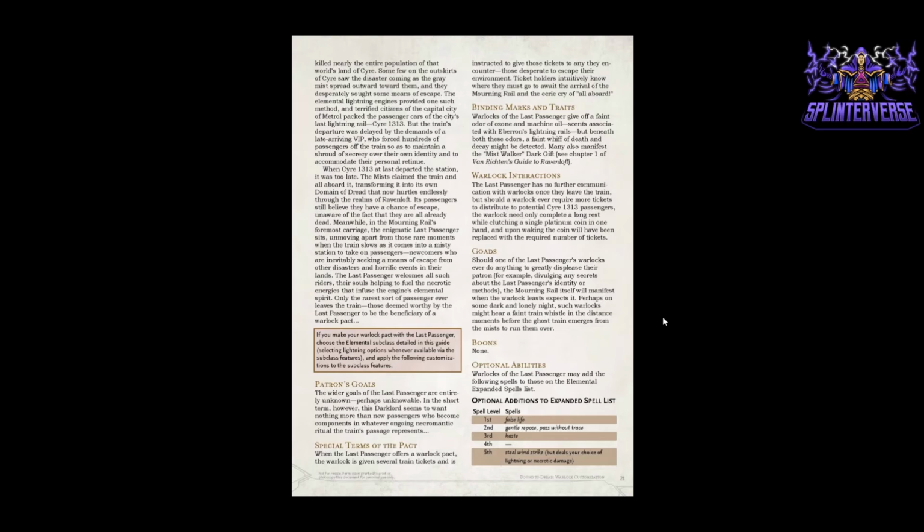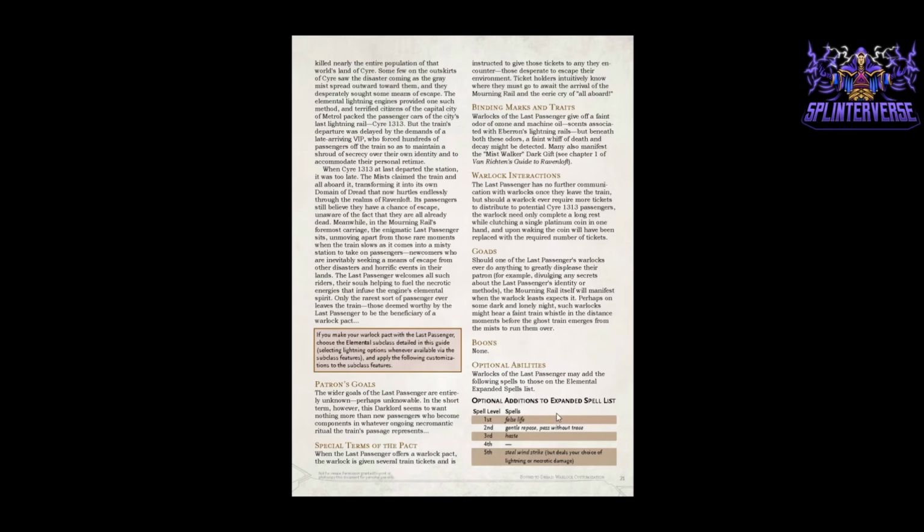Maybe the warlock has to do something in the campaign that requires them to divulge something, and then there you go. It's causing this train to show up and make the whole party have to deal with it. So could be fun. There's no particular boons, but there are some in this book for different patrons. And then optional abilities. Warlocks of the last passenger may add the following spells to those on the elemental expanded spells list.